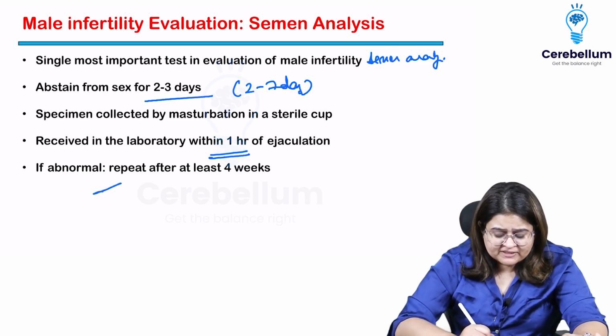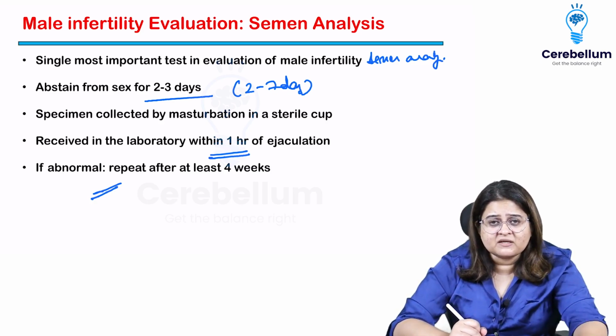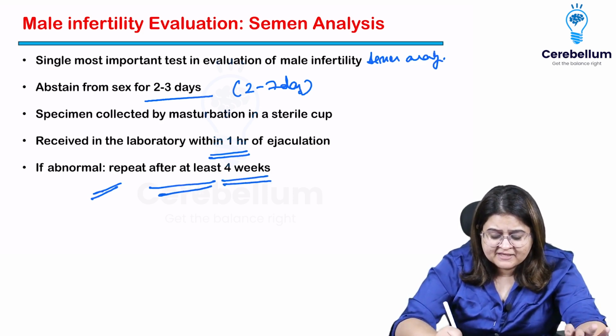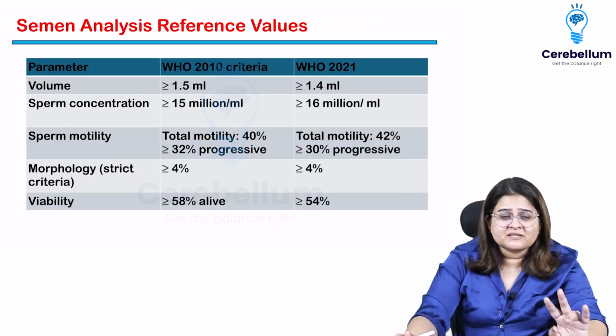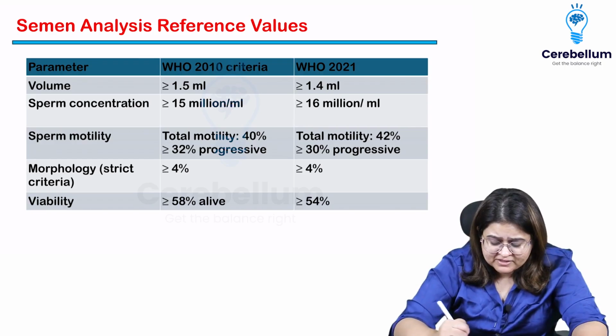And if the initial test is abnormal, what's the next best step? It's not to immediately start treating him. It is to repeat the sample after at least 4 weeks and confirm, because the values can vary on a day-to-day basis.